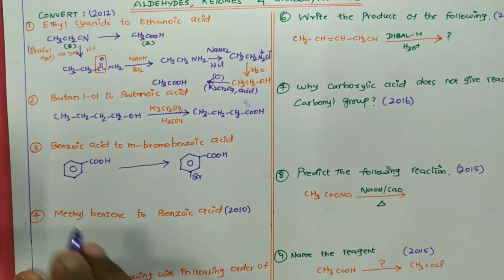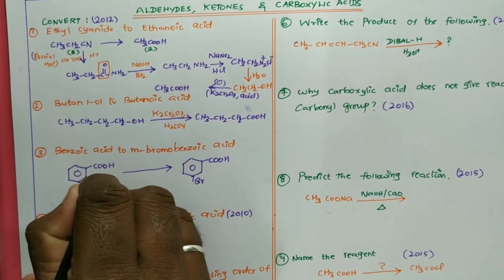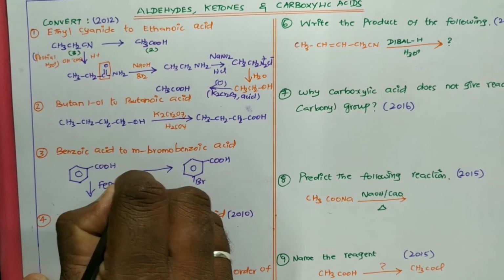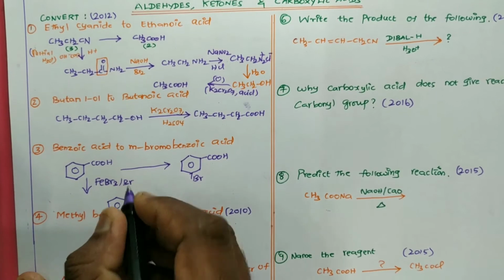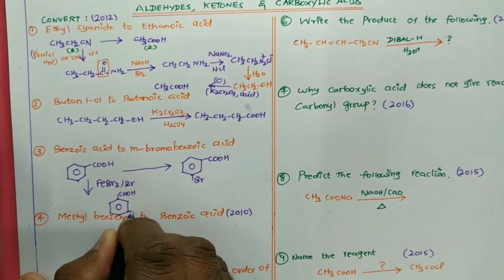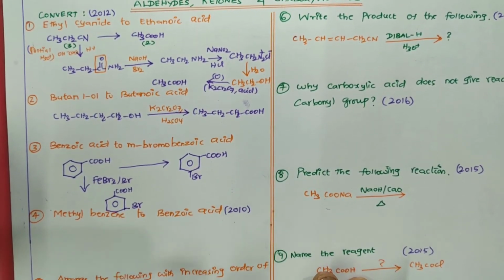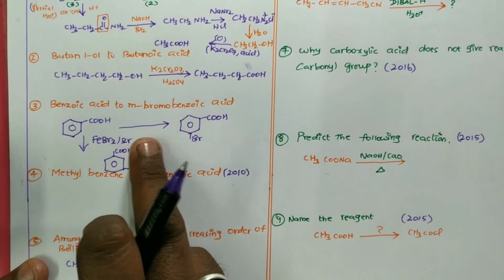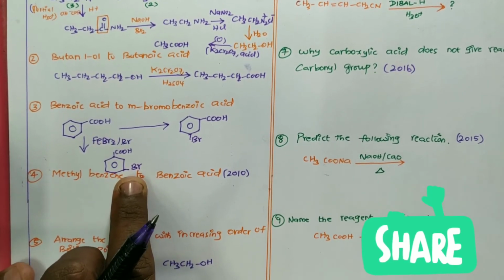And here, how can we convert benzoic acid into metabromobenzoic acid? Usually for bromination, what is the brominating agent? That is Fe, Br3 and bromine. If you do this, I'll get the meta position. Since the carboxylic acid is at this position, the bromine goes to the meta position, so I'll have metabromobenzoic acid. Just by bromination I'll get meta, because carboxylic acid is a meta directing group, so it will be substituted in the meta position.